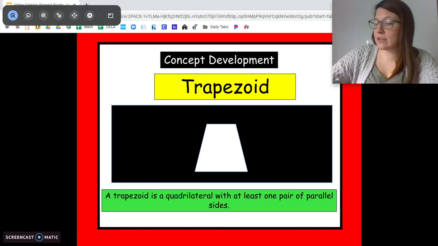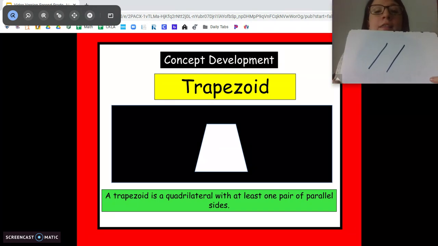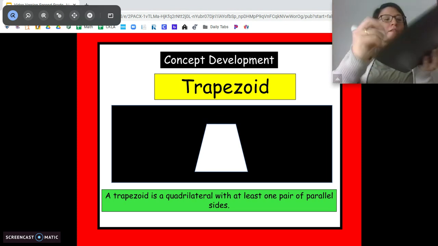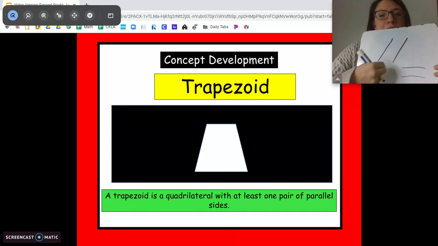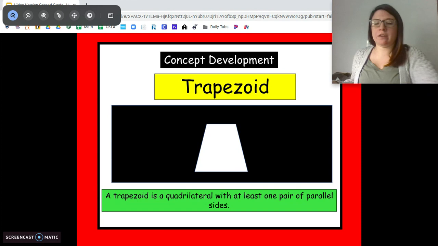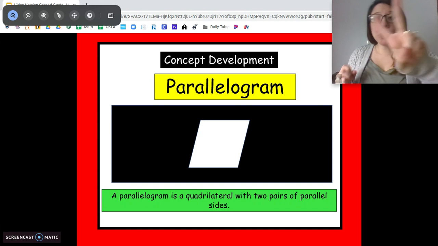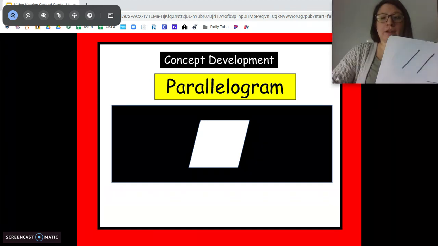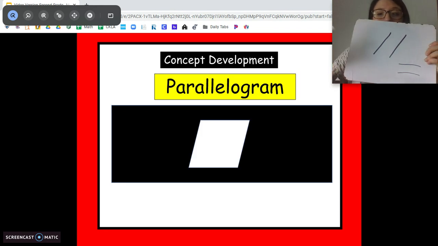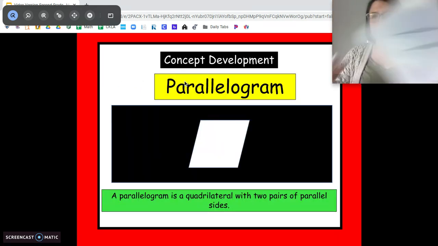We're going to go over parallel sides in a little bit, but parallel sides or parallel lines are lines that will never touch each other, okay? These 2 lines will never touch each other. They're going to go on and on forever, never touching each other. A parallelogram is a quadrilateral with 2 pairs of parallel lines. So a trapezoid has 1 pair of parallel lines. Parallelogram, 2 pairs of parallel lines. Another way to remember that, the word parallel is right in it. So 2 pairs of parallel lines.